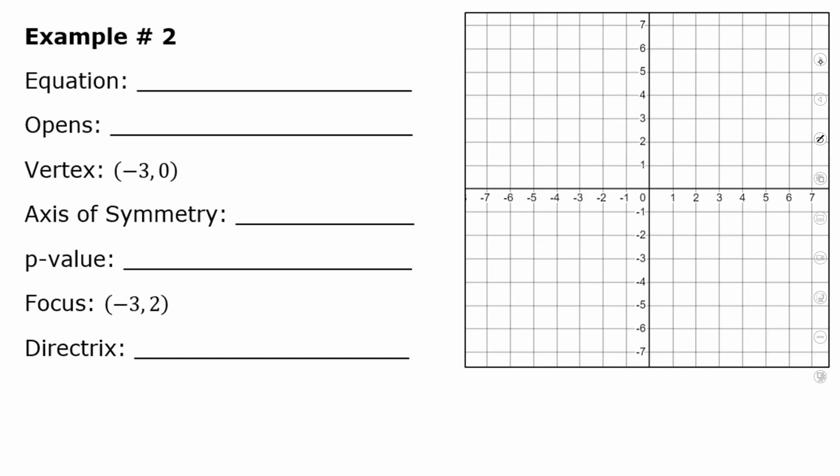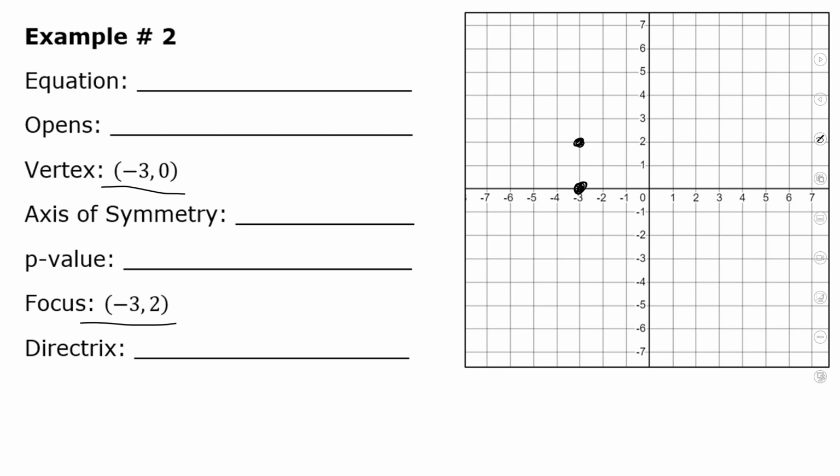Example 2, I want you guys to try it, and then we're going to come back as a group. They give you 2 pieces of information. Let's try to build our equation and our graph. Ready, go. All right, guys, example 2, check if you're right. First, they gave me the vertex is at negative 3, 0. So negative 3, 0 is right here. They gave me the focus at negative 3, 2, which is here.